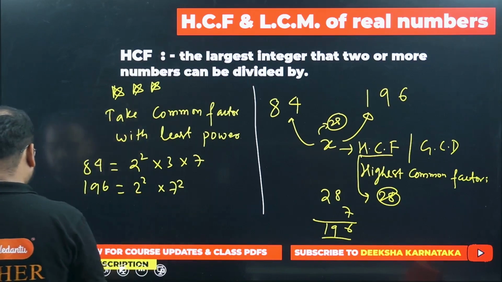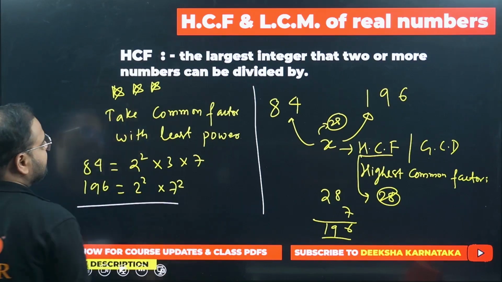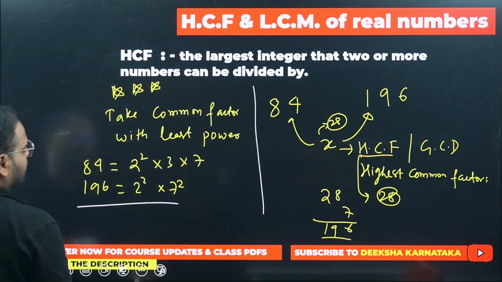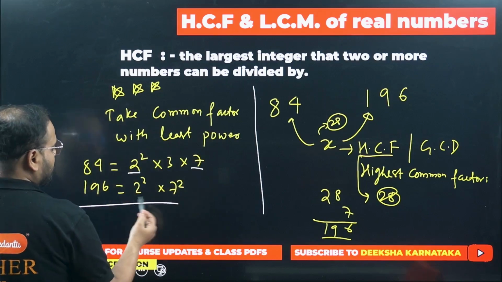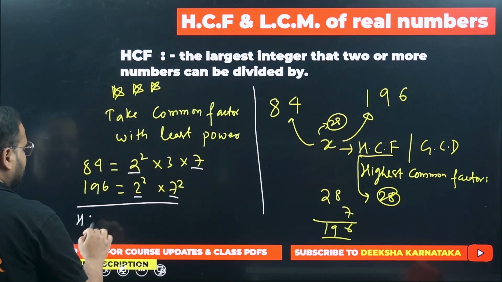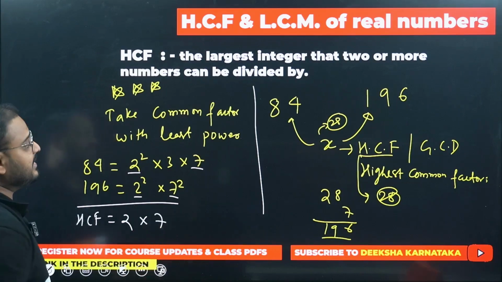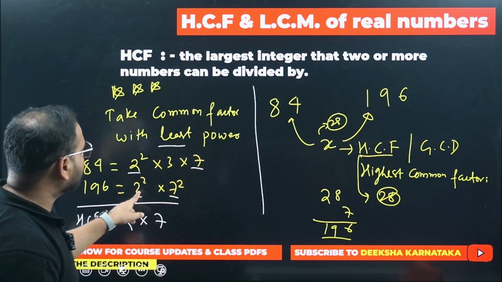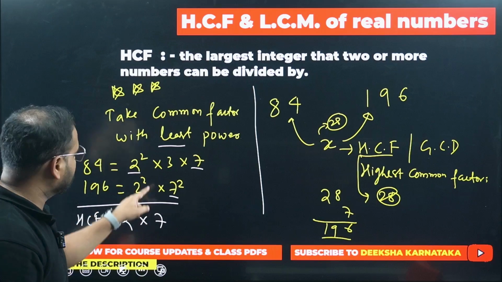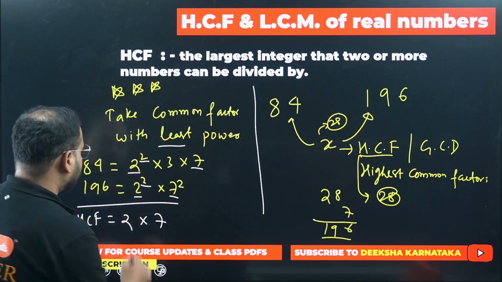What is the rule I gave you right now? Please have a look. I said take common factors. What's the common factor? 2 and 7. So take this. I write this HCF as 2 and 7 with the least power. What is the least power of 2? Both places have 2 square, so write here 2 square.